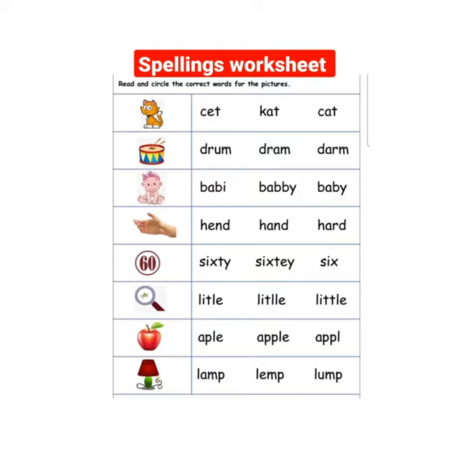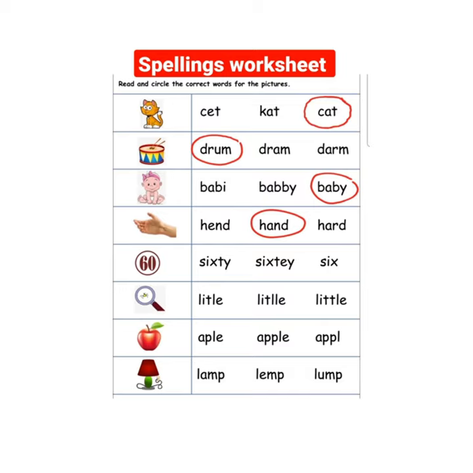Read and circle the correct words for the picture. The first one is cat. Correct spelling of cat is C-A-T, cat. Next one is drum. The spelling of drum is D-R-U-M, drum. Third one is baby. The correct spelling of baby is B-A-B-Y. Next is hand, H-A-N-D, hand.